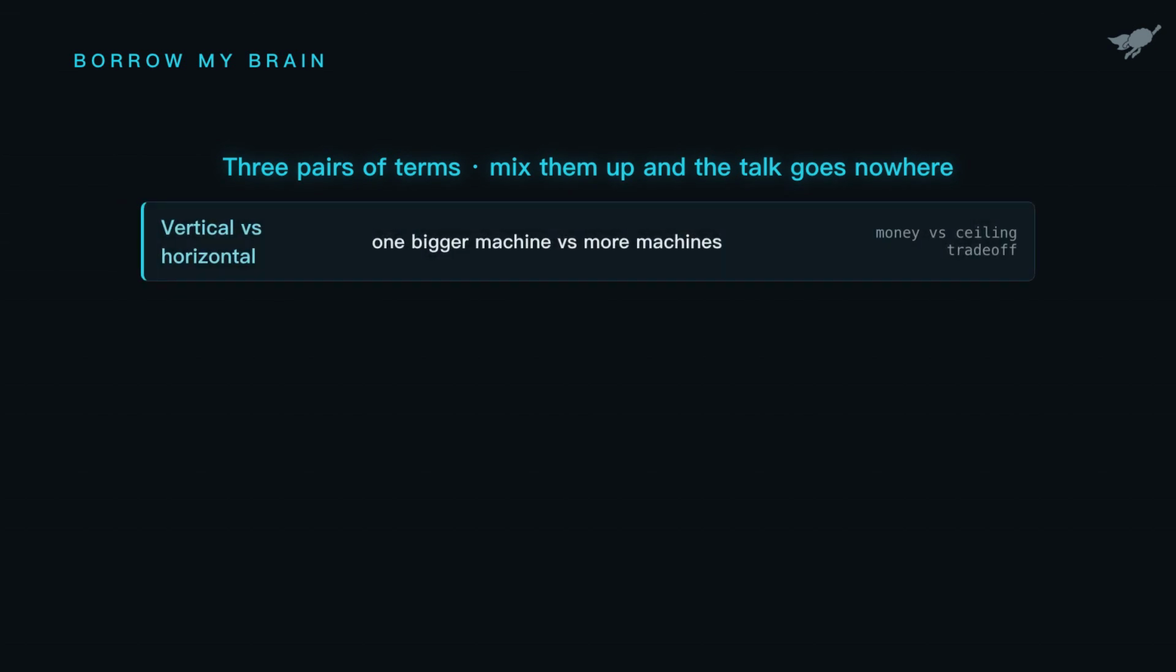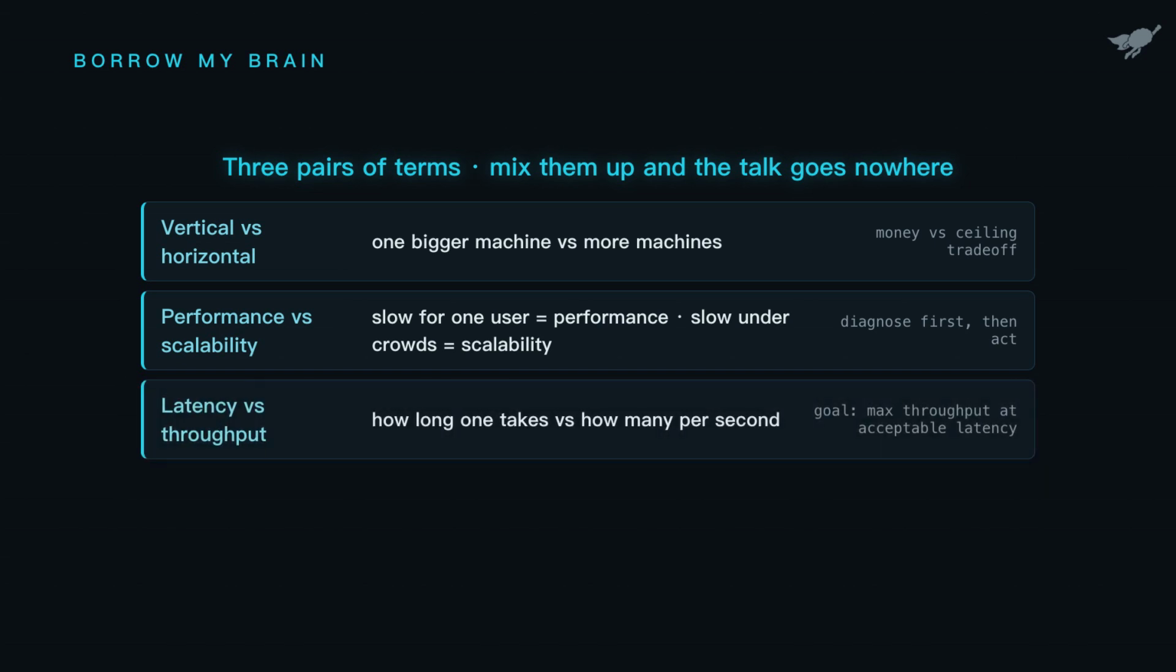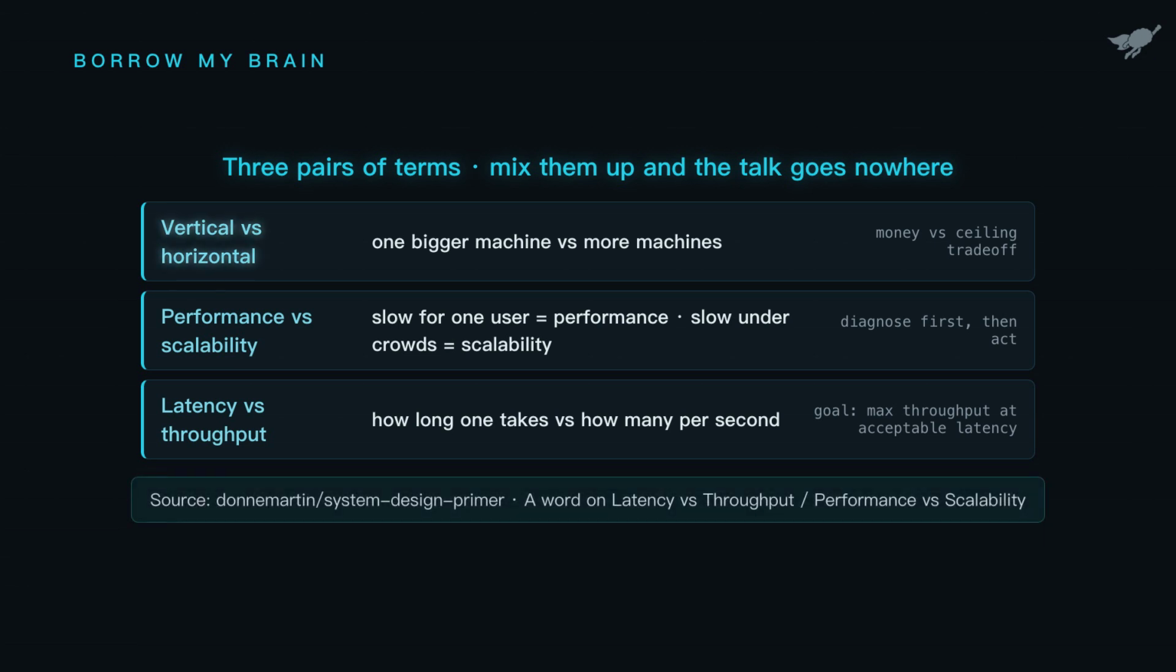And while we're here, 2 more pairs of terms, or this conversation can't move forward. Pair 1. Slow even for a single user, that's a performance problem. Fast for one person, slow when the crowd shows up, that's a scalability problem. The prescriptions are completely different. Pair 2. How long one request waits, that's latency. How many requests get handled per second, that's throughput. And you're about to see it in the live numbers. These 2 aren't just different things, they regularly fight each other.